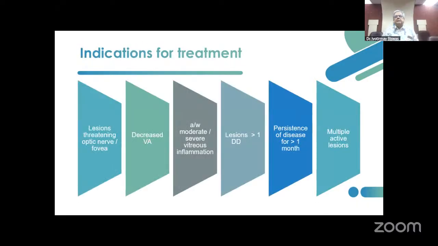What is the indication of the treatment? I do treat all patients of toxoplasma, but some people believe that the peripheral toxoplasma can spontaneously resolve. But if you see that within the macular area there is decreased vision, or a peripheral lesion, that needs to be treated. But to be frank and honest, any toxoplasma lesion I see, I treat them.